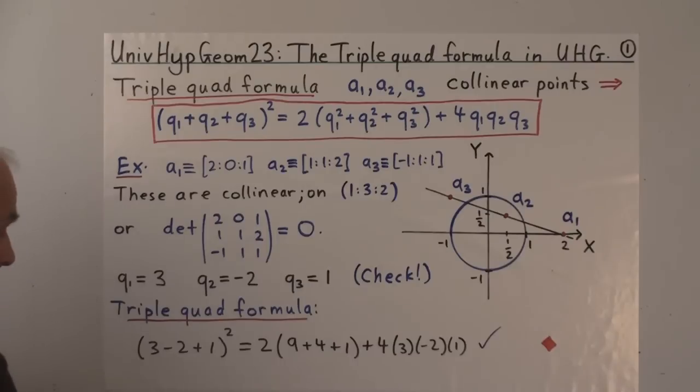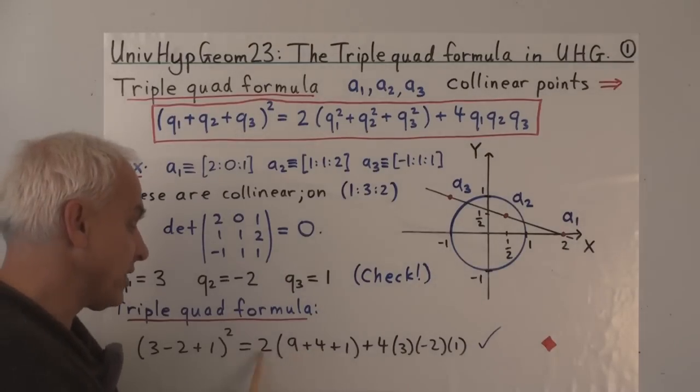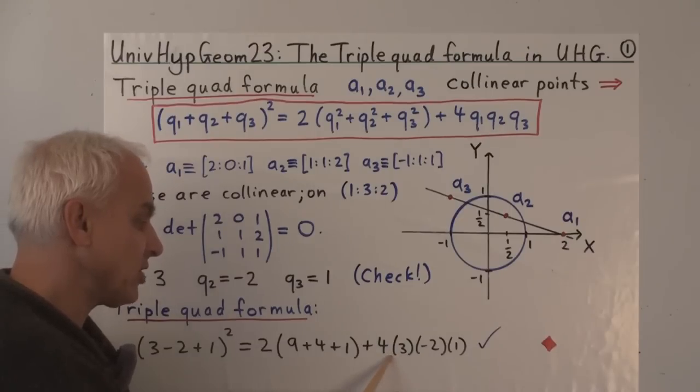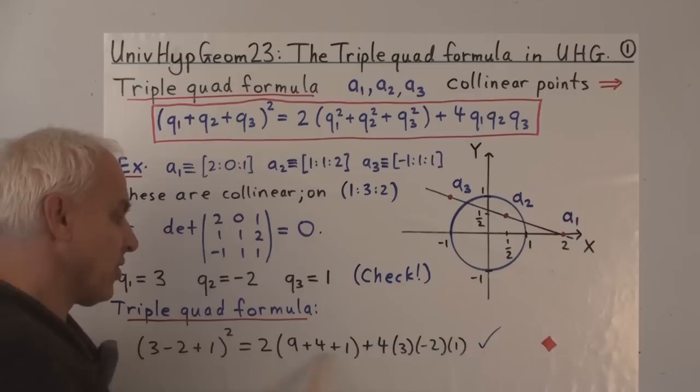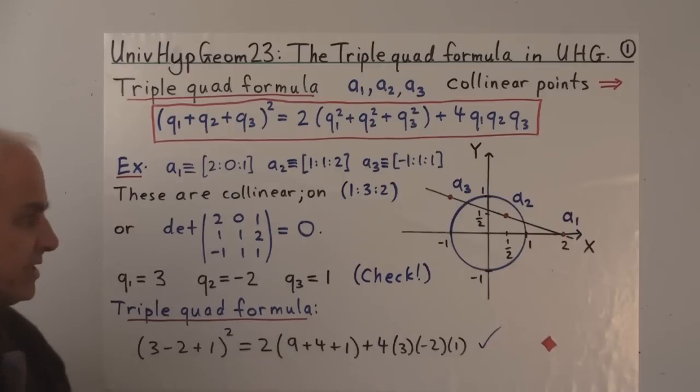Is this true? Well, that's 3 minus 2 plus 1 all squared. That's 4 on the left-hand side. And over here we have 14 times 2. That's 28 minus 24. That's also 4. So the triple quad formula is satisfied.